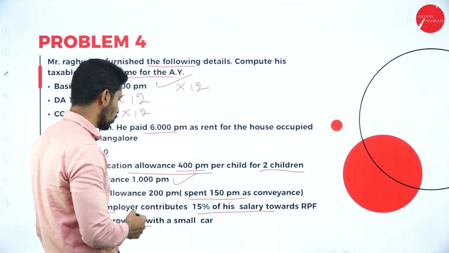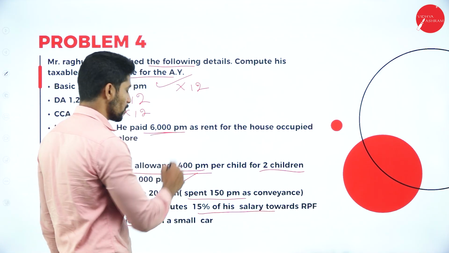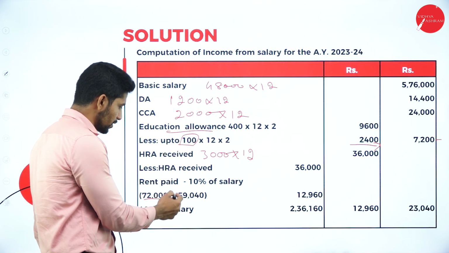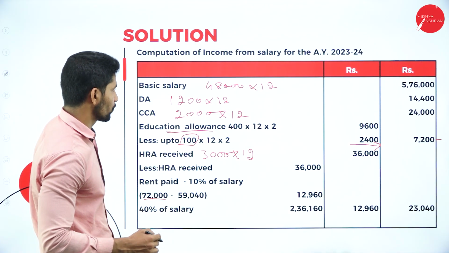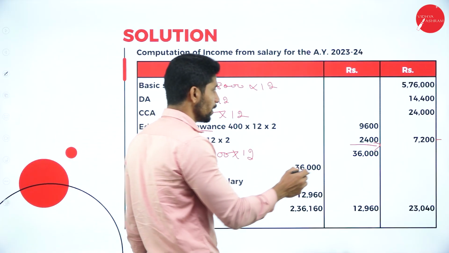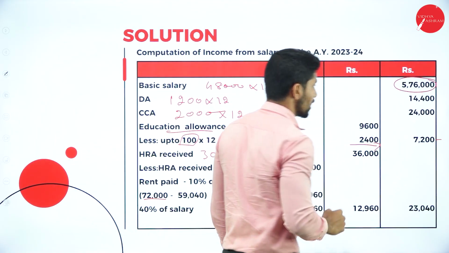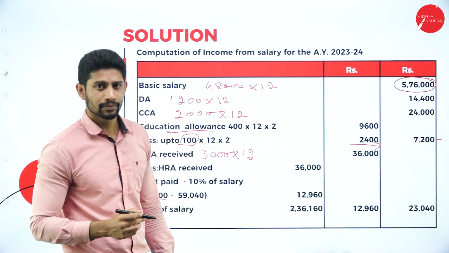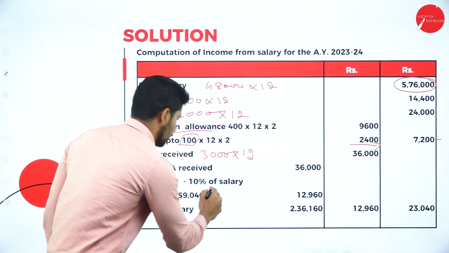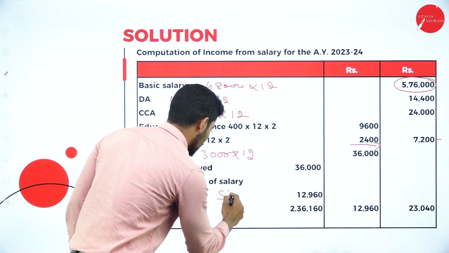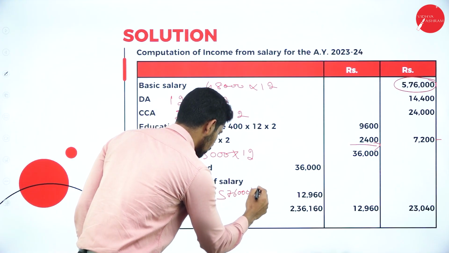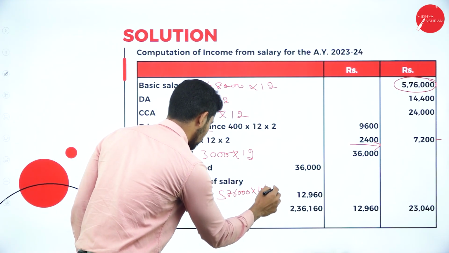What is the rent paid here in the problem? Yes, he is paying 6,000 per month. So 6,000 into 12 months, you will get 72,000, minus 10% of salary. In this problem, again we are taking only basic salary because commission is not given and DA is not a part of retirement benefit. So you are supposed to take 5,76,000 into 10%.